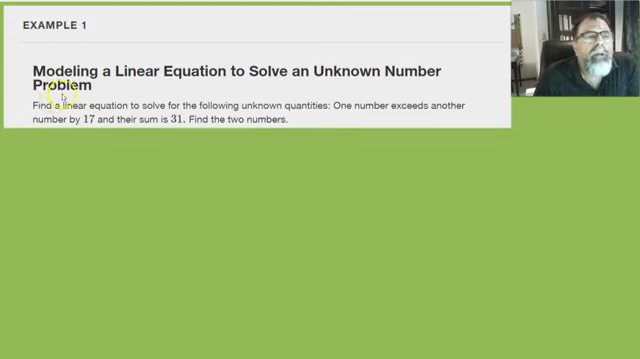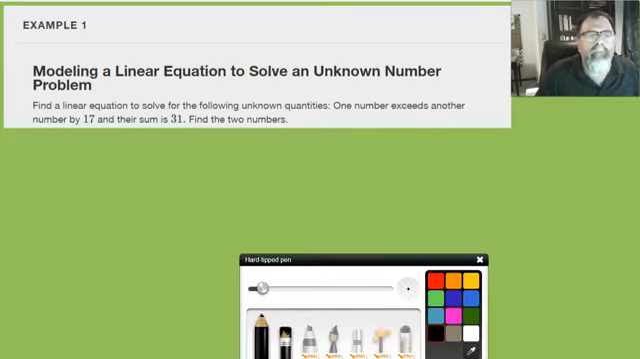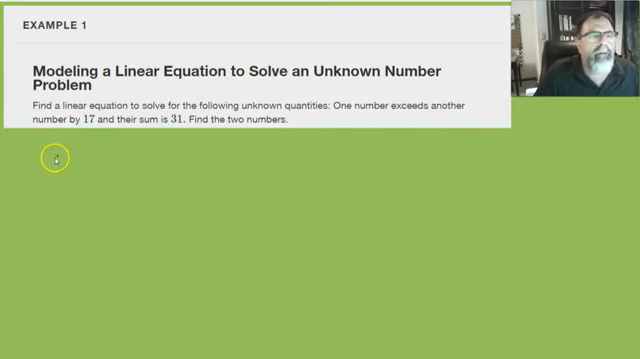Let's look at example 1. Find a linear equation to solve the following unknown quantities. One number exceeds another number by 17, and their sum is 31. Find the 2 numbers. So our first step, then, we want to identify the known quantities. Well, we got one number exceeds another by 17. There's a sum, so we know the sum is 31.